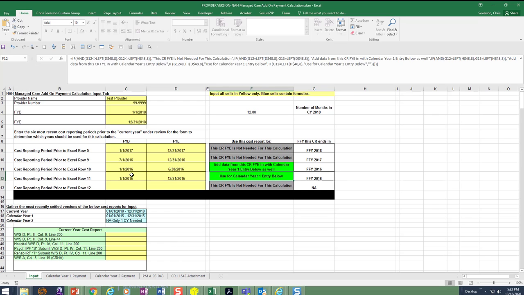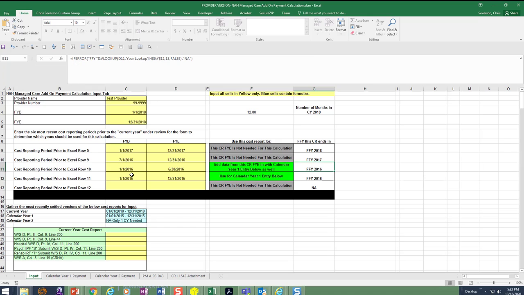So notice what happened there. It selected 2 different years. It says, hey, both of these end in federal fiscal year 2016. Notice that the 12/31/16 year ends in federal fiscal year 17, so that's not the one we want. So in this odd situation, we have half a year and then a full calendar year, but we will need to select both of these cost reporting periods.